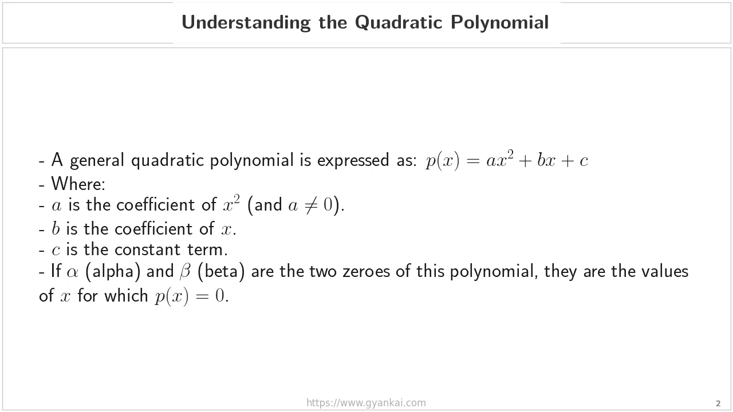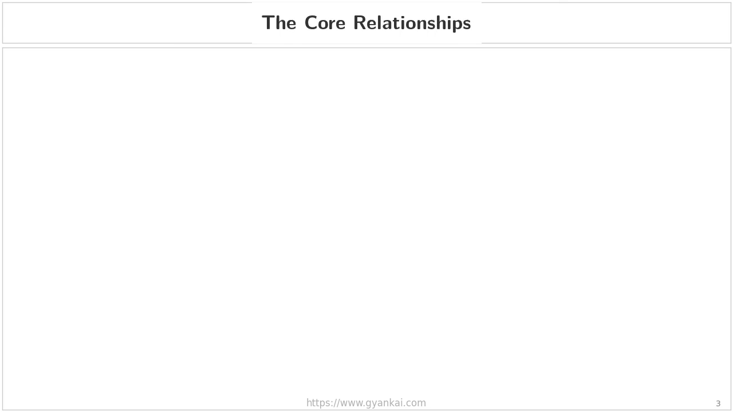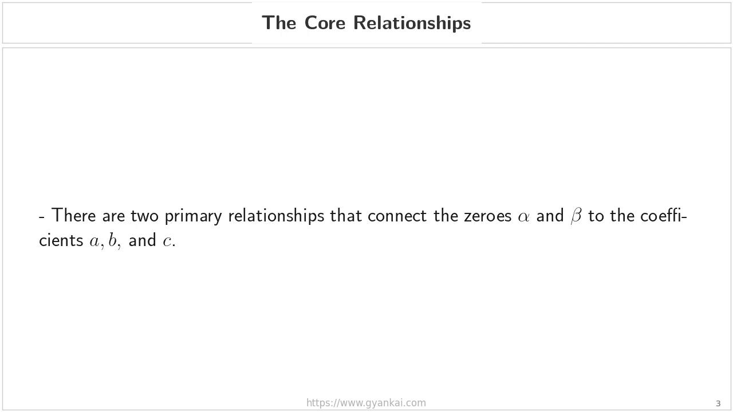Now that we've introduced the topic, let's take a closer look at the structure of the polynomial we'll be working with. The core relationships. Now that we have defined our general quadratic polynomial and identified our two zeros, alpha and beta, let's look at the heart of today's lesson. As you can see on the slide, there are two primary mathematical relationships that directly connect these zeros, alpha and beta, to the coefficients a, b, and c that we identified in the previous slide.